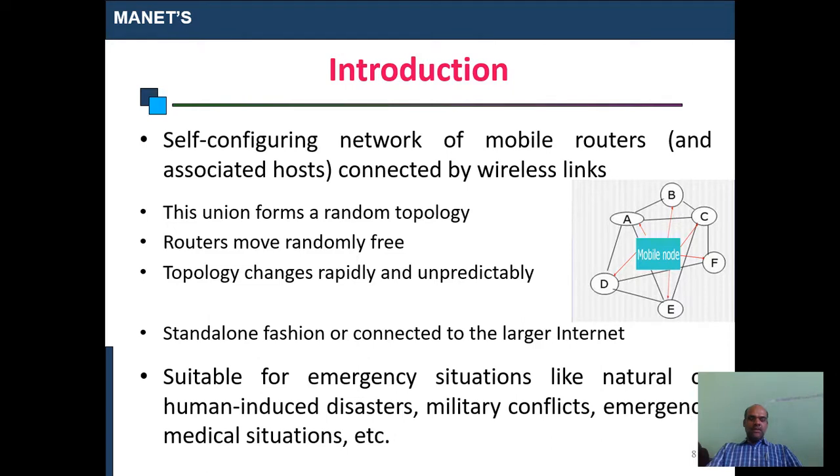At the same time, a mobile ad hoc network is a wireless ad hoc network which is used to exchange information, generally from one location to another location. Each node is willing to forward data to the neighboring nodes or other nodes, so it does not rely on fixed infrastructure. These mobile ad hoc networks are self-configuring networks of mobile routers and associated hosts connected by wireless links. This union forms a random topology.